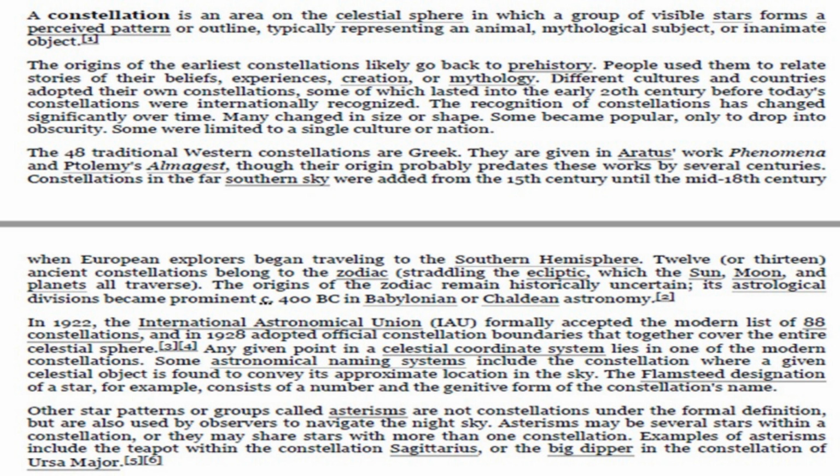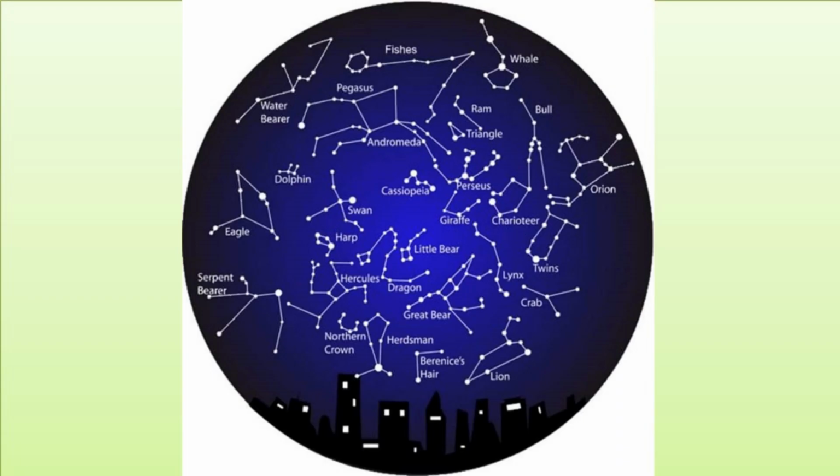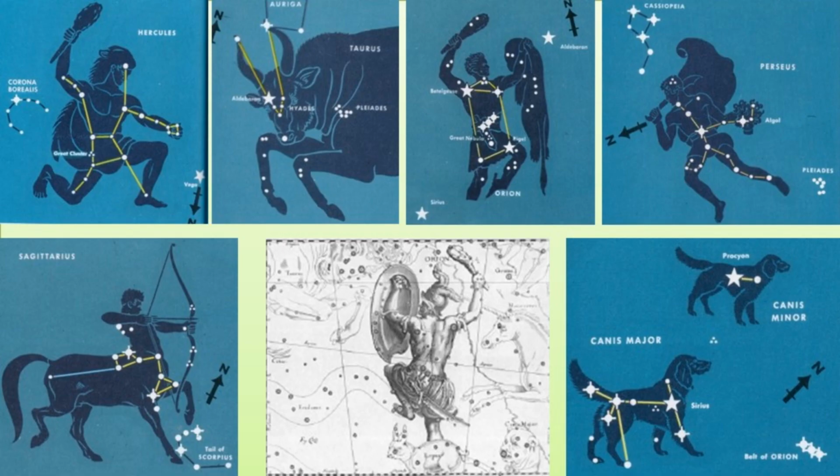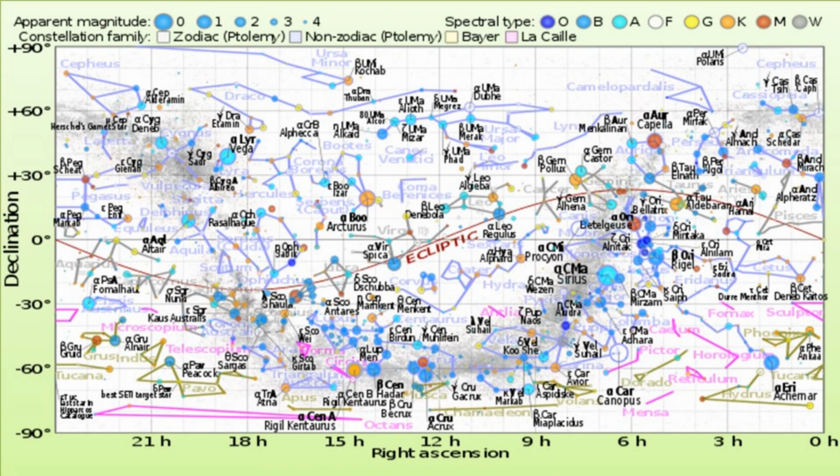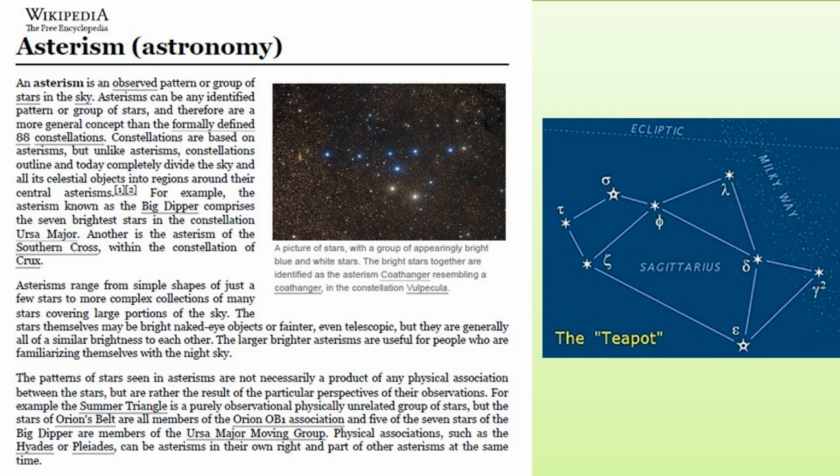A constellation is an area on the celestial sphere in which a group of visible stars forms a perceived pattern or outline, typically representing an animal, mythological subject, or inanimate object. According to the International Astronomical Union (IAU), presently there are 88 constellations. In addition, a group of stars belonging to the same constellation or neighboring constellations may create a pattern called an asterism.